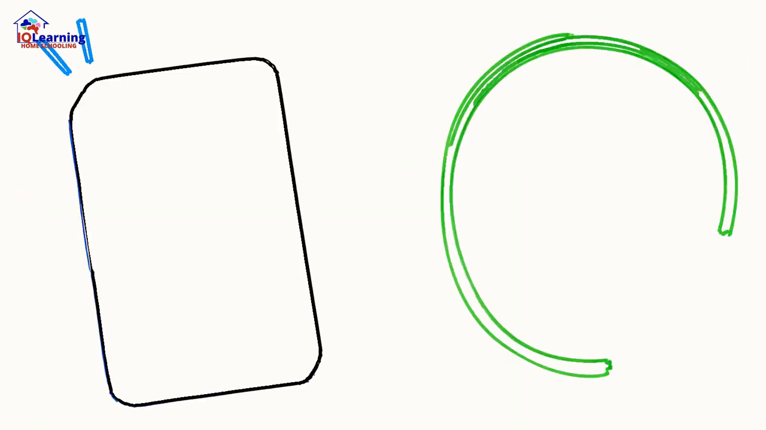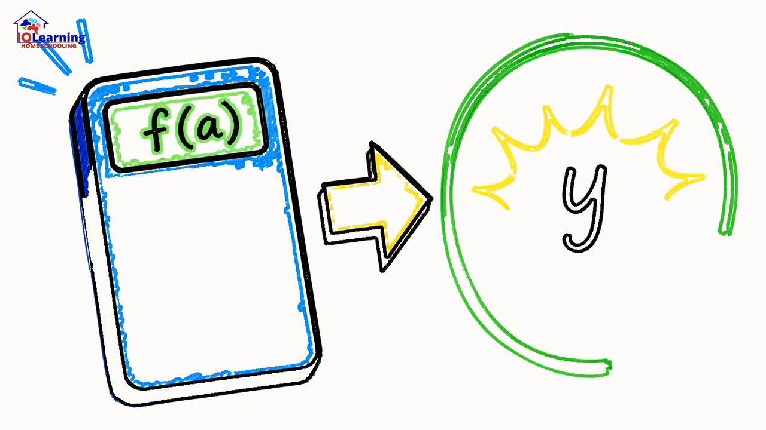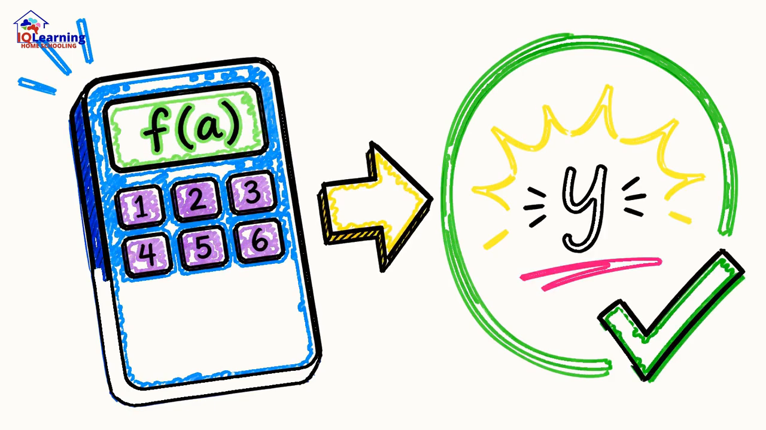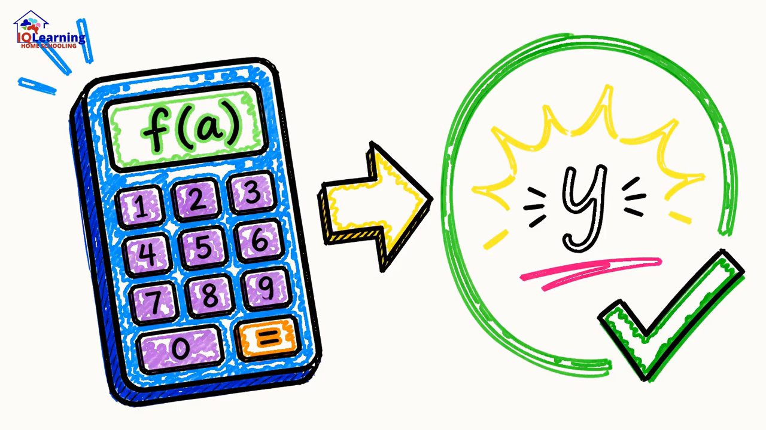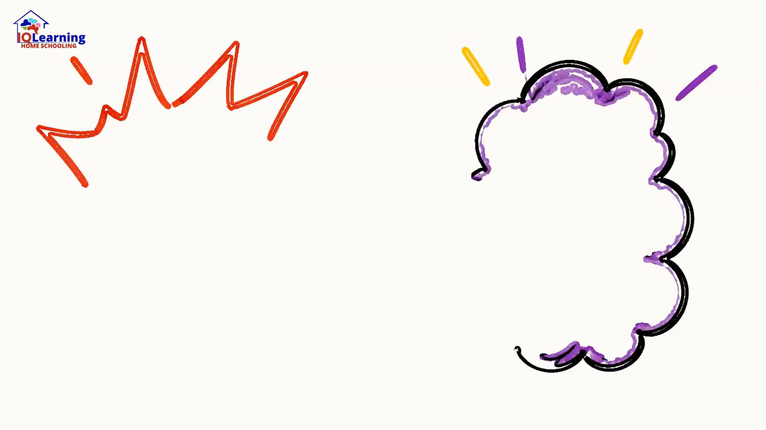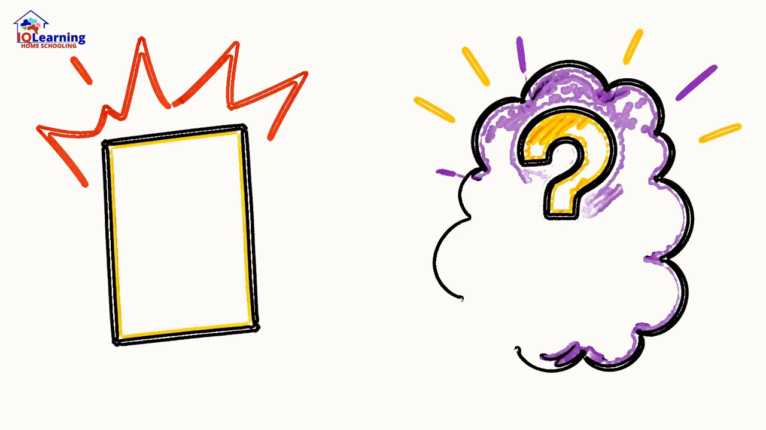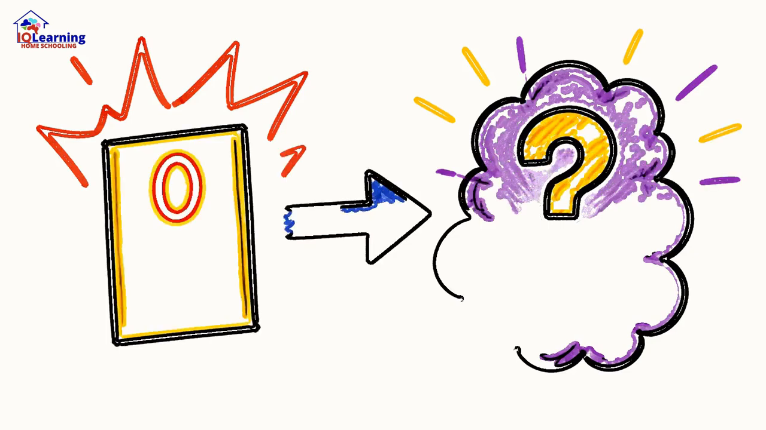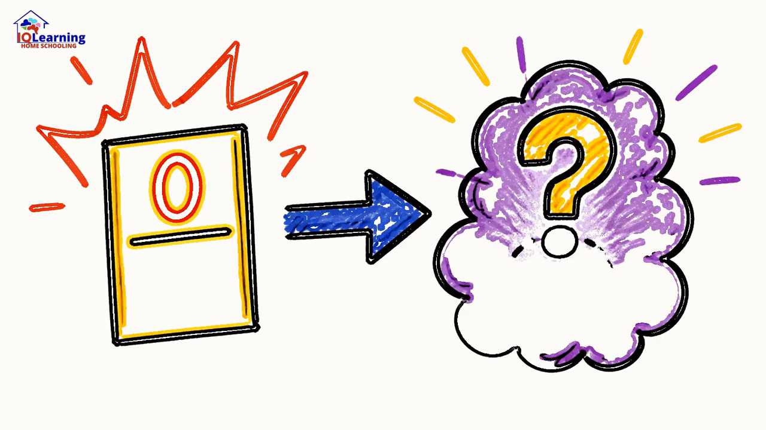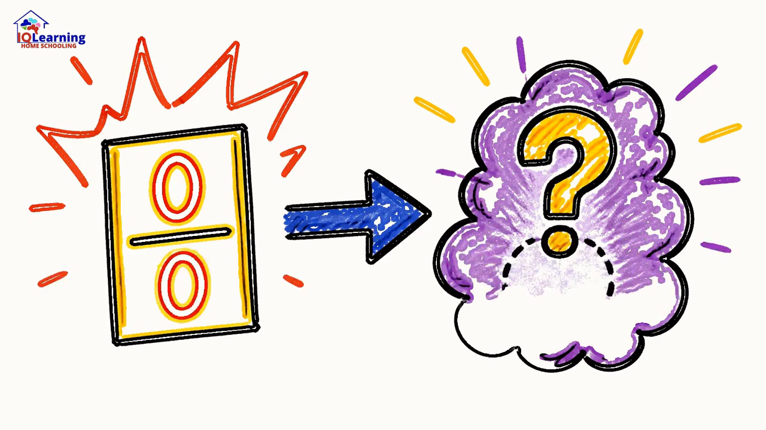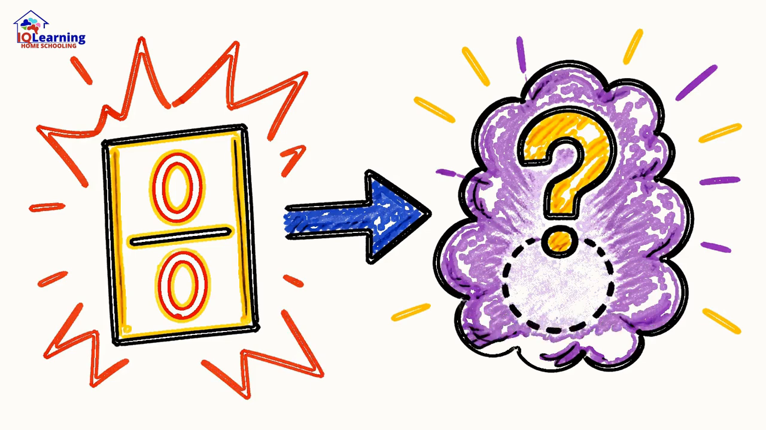So how do we calculate one? Always try the easy way first. Just plug the number in. If you get a clean answer, you're done. But the real power of limits reveals itself when you plug in the number and get the dreaded 0 divided by 0. This isn't a mistake, it's a signal, an indeterminate form that means there's a hidden answer.